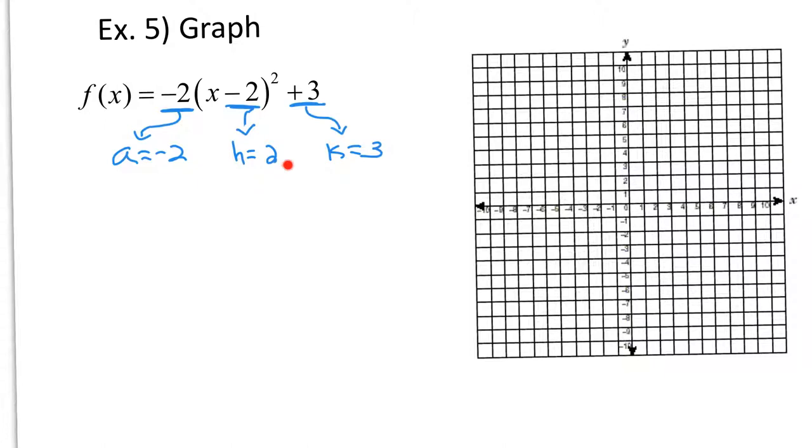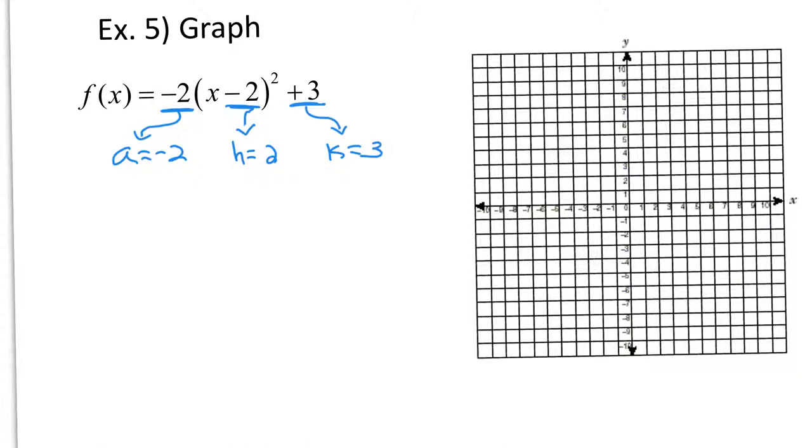h tells you that you move 2 units to the right. And k tells you that you move 3 units up. It is positive, so you go up. So from the origin, you go 1, 2 to the right, 1, 2, 3 up. And that's going to be your new location for the parabola. Not the origin, that's the vertex of the parent function, but we have a transformation.